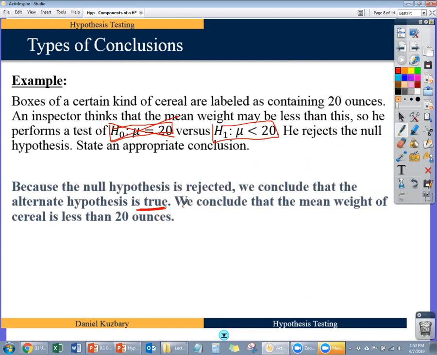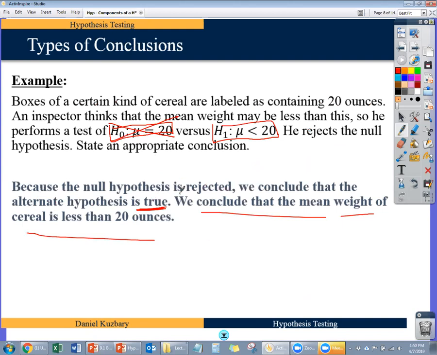The second sentence interprets that for people who haven't taken a statistics class and don't know what any of these words mean. So this puts it in context. We conclude that the mean weight of cereal is less than 20 ounces. This is a really helpful sentence. This is something worth reporting to a supervisor, saying this machine is working the way it's supposed to because the boxes of cereal have, on average, 20 ounces of cereal in them, and that's good.